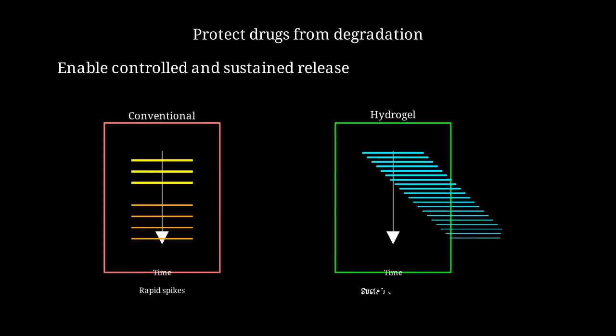This comparison illustrates the difference. Conventional dosing on the left shows rapid concentration spikes followed by drops, requiring frequent administration. Hydrogel delivery on the right maintains steady therapeutic levels through controlled release.